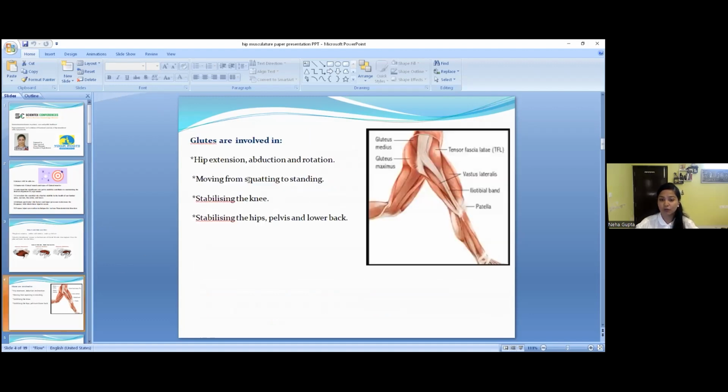Glutes are involved in almost all activities. They help us to walk, to stand, to squat. Hip extension, abduction and rotation, moving from squatting to standing, stabilizing the knees, hips, pelvis and lower back, everything is done by the glutes.